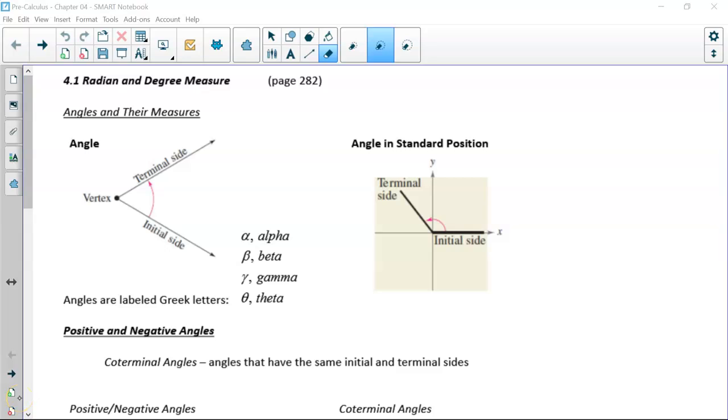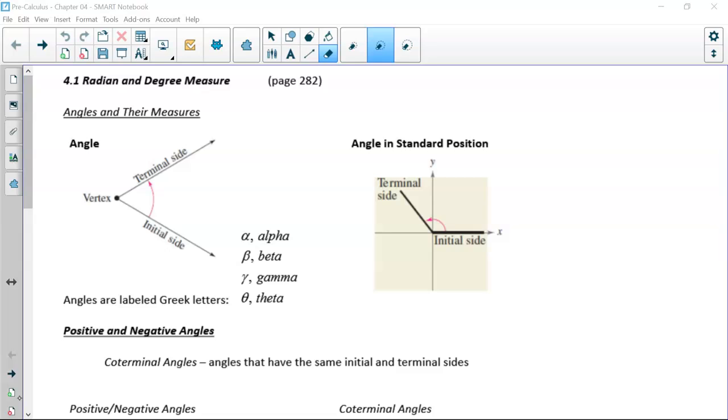Welcome to Chapter 4. This is our chapter that starts our trigonometry section of the class. And we're going to be talking about radians and degree measure in the first section. Now we're going to split up the first section in a couple different parts. So we'll be kind of going through and getting our bearings as it comes to trigonometry.